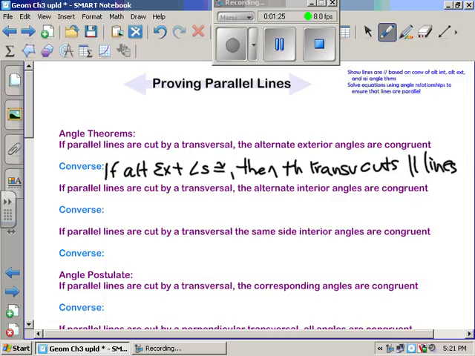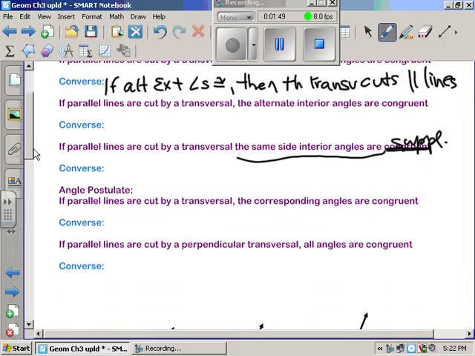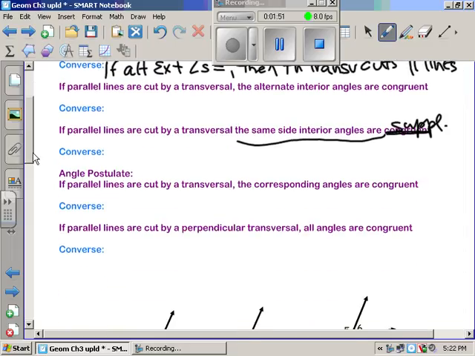Or same thing, if parallel lines are cut by a transversal, the same side interior angles are supplementary. Sorry, mistake there. So if same side interior angles are supplementary, then the transversal cuts parallel lines. Okay, or the corresponding angle postulate. If corresponding angles are congruent, then the transversal cuts parallel lines.